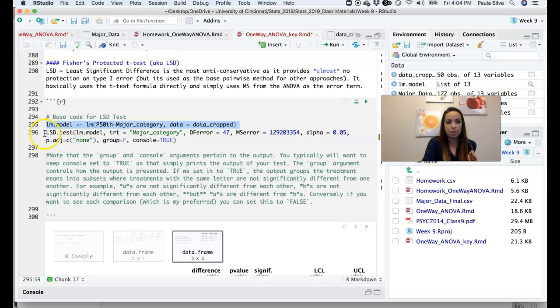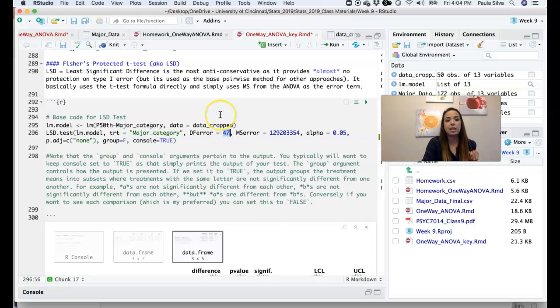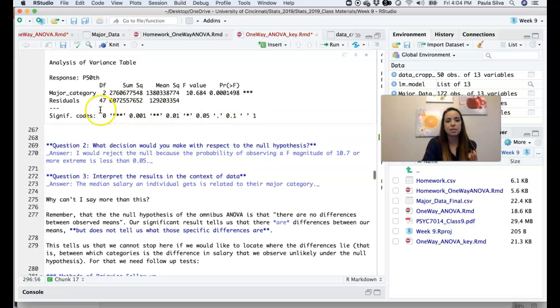The second step is to run this function, lsd.test. And what you do, you pass as first input the model, right? Whatever you named it. In this case, we named it lm.model. Second thing, this parameter TRT, you identify your explanatory variable whose levels you want to compare. Here you have to tell R what the degrees of freedom of the error is, and that is 47, which you get in your ANOVA table.